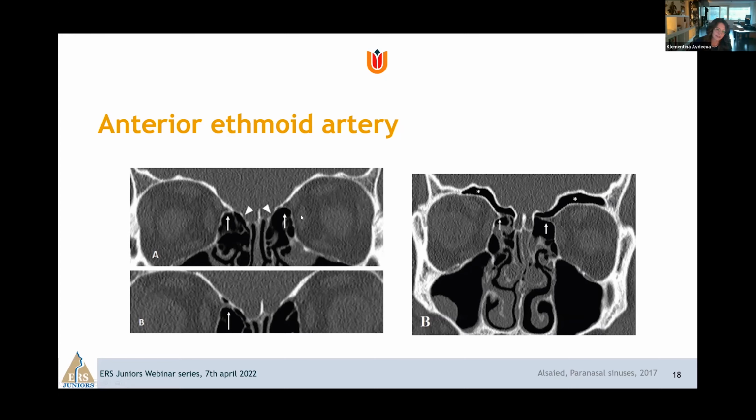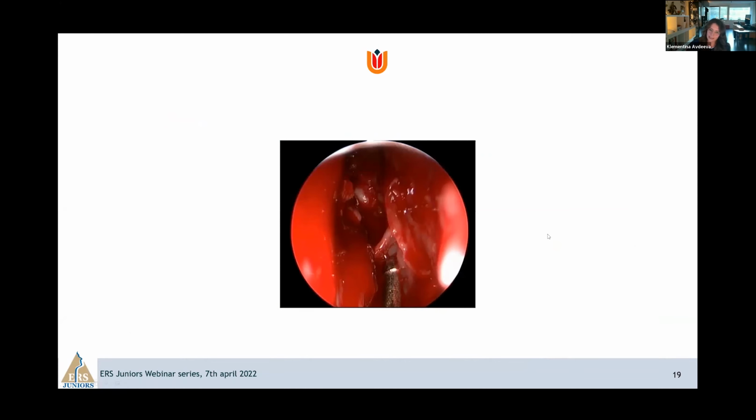To locate it preoperatively on the CT scan, you look for a pointy nipple sign, and sometimes it's located quite safe and covered by a bone. However, there might be a bony dehiscence, or it might be hanging on a mesentery. So you really want to be aware of where is your anterior ethmoid artery and whether it's a safe variant or not. During the surgery, you can locate it by its direction. It moves from posterior laterally to anterior medially. And another landmark to be aware of is that it's located between the second and the third lamella.